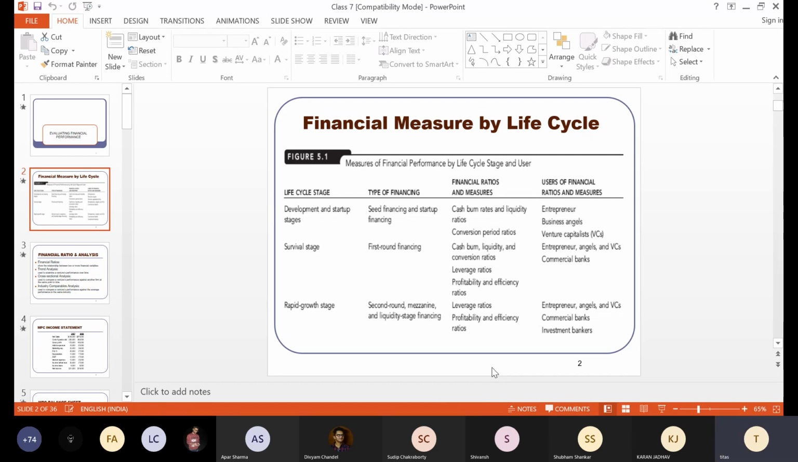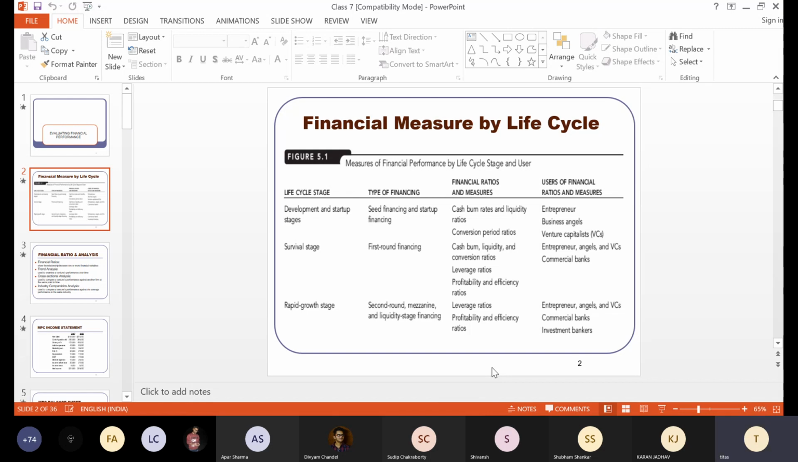And when the stage is rapid growth, then you know that cash is no more a constraint. Continuous cash flows are happening from your growing profit, because your profit is growing at a growing rate and the cash is getting released out of that. So there is no more liquidity constraint that people will be concerned about, but it is again the solvency, whether it is growing in the right direction, at the right pace, and what kind of returns they can expect from that growth. So more emphasis is on your leverage ratios and profitability and efficiency ratios. The less important now is the liquidity.